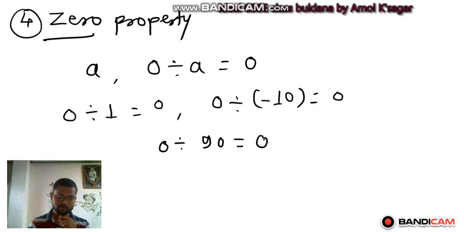This property we also learned in multiplication. When we multiply any number by 0, the answer is 0. Like that, this property is used in properties of division. When we divide 0 by any number, the answer is 0.